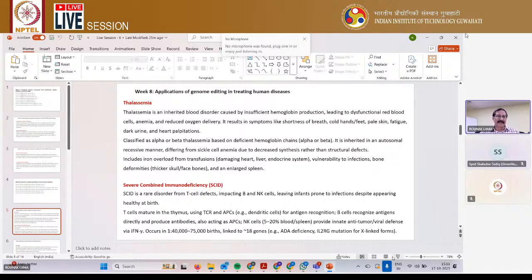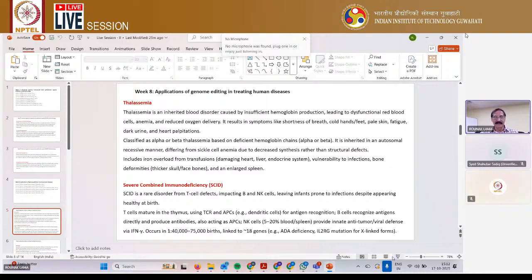So now with the availability of the power to edit the genome, its application has been tried, particularly with CRISPR-Cas9, for finding lasting cures for thalassemia. Then we have the severe combined immunodeficiency, or SCID disorder, which is a rare disorder from T-cell defects that impacts B and NK cells, leaving infants prone to infections despite appearing healthy at birth.